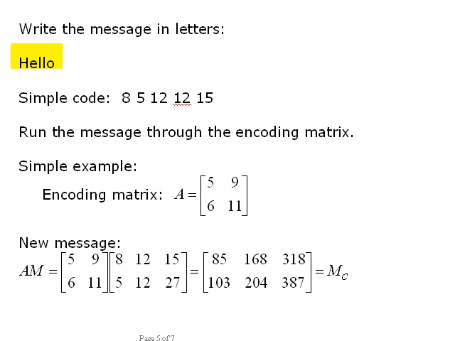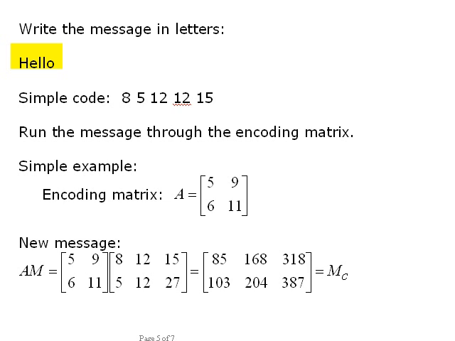So this would be 8, 5, 12, 12, 15, because H is the eighth letter of the alphabet, E is the fifth letter of the alphabet, etc. And now you take this message and you run it through your encoding matrix. This is a matrix that codes your message. That numbering the letters is not much of a code.